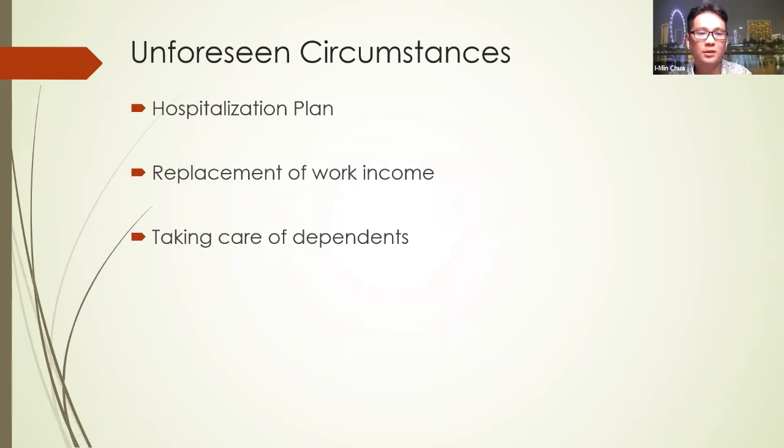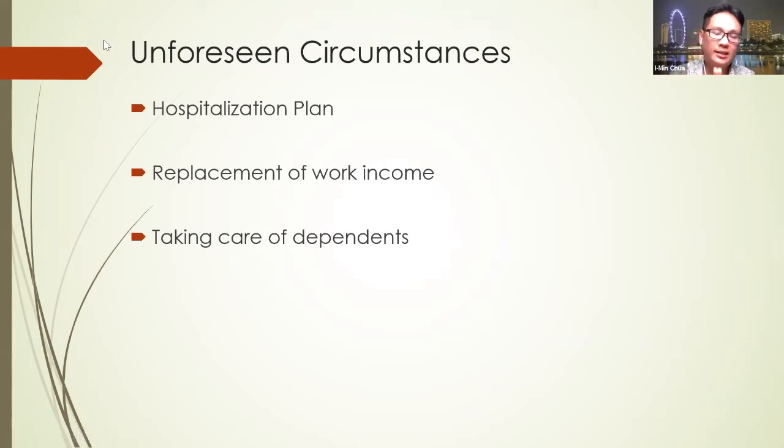Number 2, there can be unforeseen circumstances after which we cannot work anymore. We actually need a replacement of work income, to make sure we can carry on living. That's the next thing we want to be covered for. And the third thing is, because of unforeseen circumstances, we cannot provide for our dependents anymore. We have to make sure we are able to take care of our dependents.